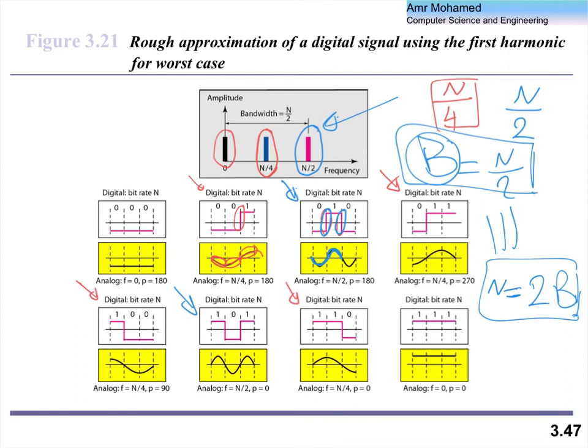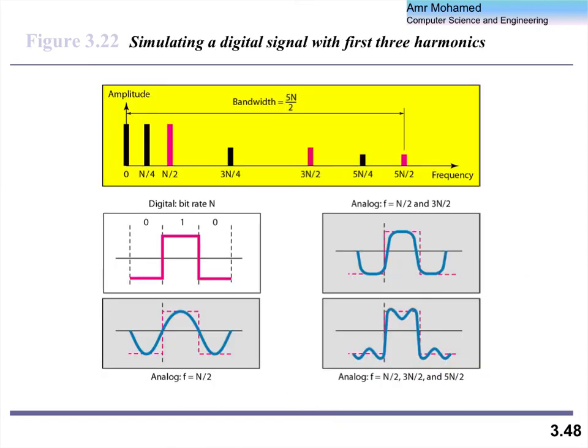Okay. So this approximation has a bandwidth of n over 2, so it's always a multiple of n over 2. That is the roughest approximation of any signal. Can we have a better approximation? Yes, you can. You can combine.